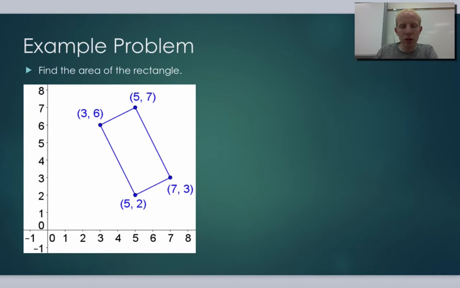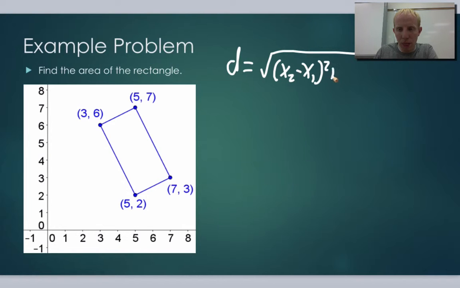So there are two different methods that we can use. Let me show you the first method, which is to use the distance formula to determine these side lengths. Recall that the distance formula is equal to the square root of (x2 minus x1) squared plus (y2 minus y1) squared. Because the area of a rectangle is the base times the height, we're going to have to use the distance formula to find that side right there for the base and that side right here for the height.